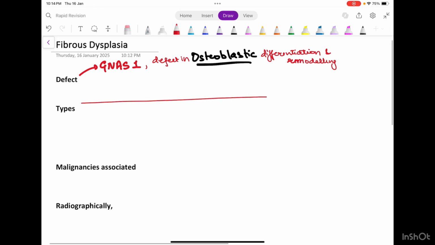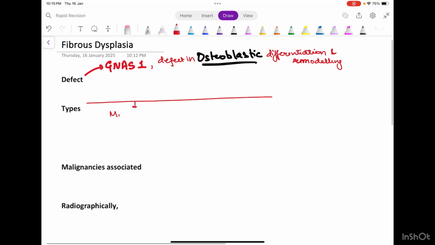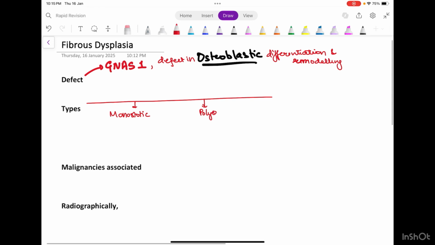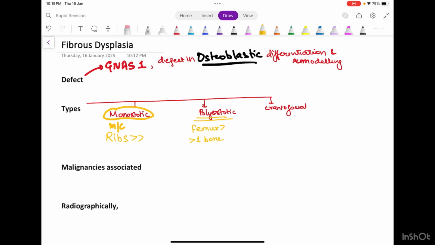All right, now coming on to the types. Now in types we have three types. The first one being the monostotic, then we have polyostotic, and then we have craniofacial. Now out of all these, monostotic is most common, and it is mainly involving the ribs. Then polyostotic involves mainly femur, and basically it involves more than one bone. All right, and in craniofacial we see frontal and sphenoid bone involvement.